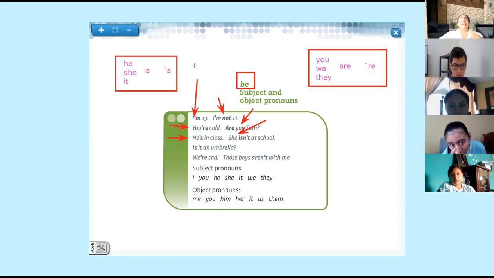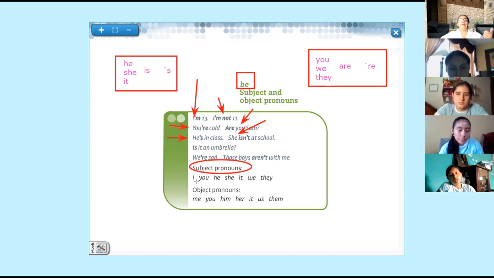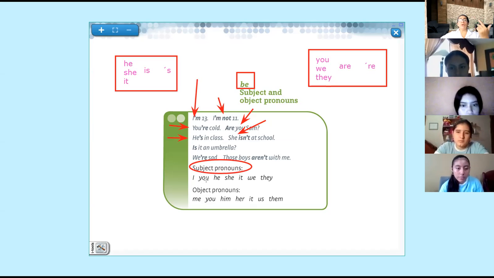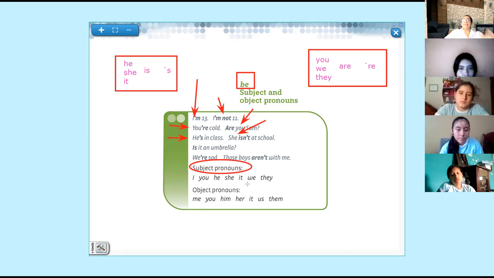But these personal pronouns are also called subject pronouns. Repeat everybody. Subject pronouns. Open your microphones. Subject pronouns. I, you, he, she, it, we, they. Okay, those are the subject pronouns. I, you, he, she, it, we, they. Those are personal or subject pronouns.